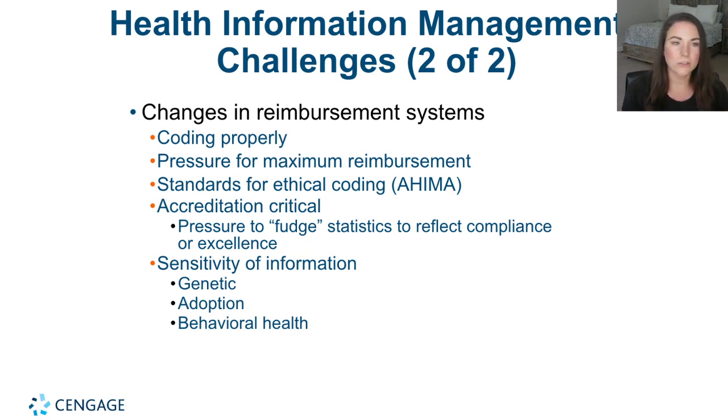There's always the pressure for maximum reimbursement for the facility. So some coders may have trouble choosing between coding more accurately versus coding to get more money for the hospital. The AHIMA Standards for Ethical Coding is a good guide that covers all the gray areas also. There could also be the pressure to fudge statistics to make it look like all the requirements are met when they might not be, just in order to meet accreditation.